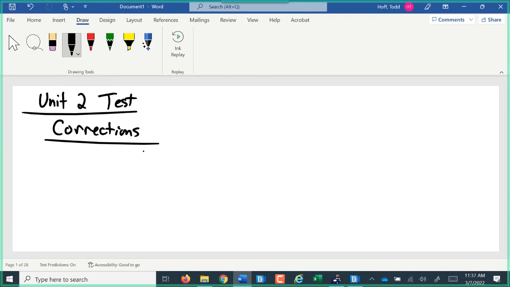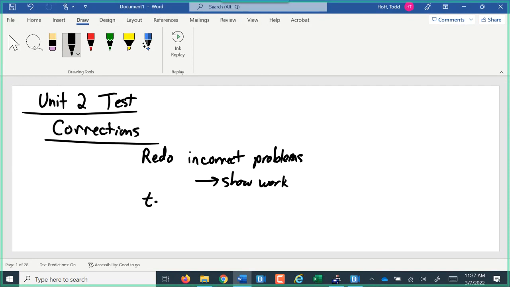To do corrections, you just redo any problems that you had incorrect, I should say. Make sure that when you do that, show your work, show every step. If there's room, you can do it right on the test. If you need to use another sheet of paper, you can do that as well. Just get them submitted back to me through your contact person, or you can email them directly to me as an attachment at, of course, todd.hoff@northwoodtech.